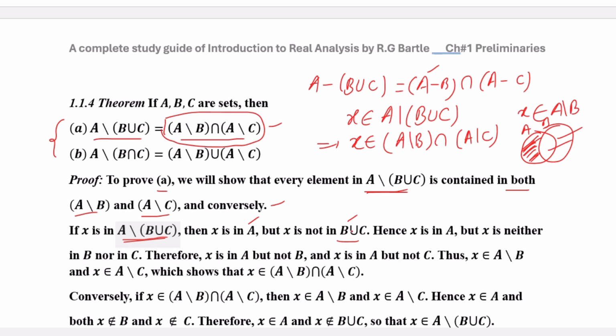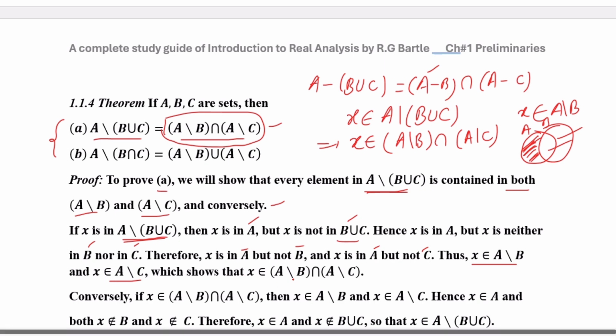When x is not in the union of two sets, it means x is neither a part of B nor a part of C. Therefore, x is in A but not in B, and similarly x is in A but not in C. So this can be written as x belongs to A minus B and x belongs to A minus C, which shows that x is an element of both sets. x is an element of this and x is an element of this. This shows that x is in the intersection of these sets.